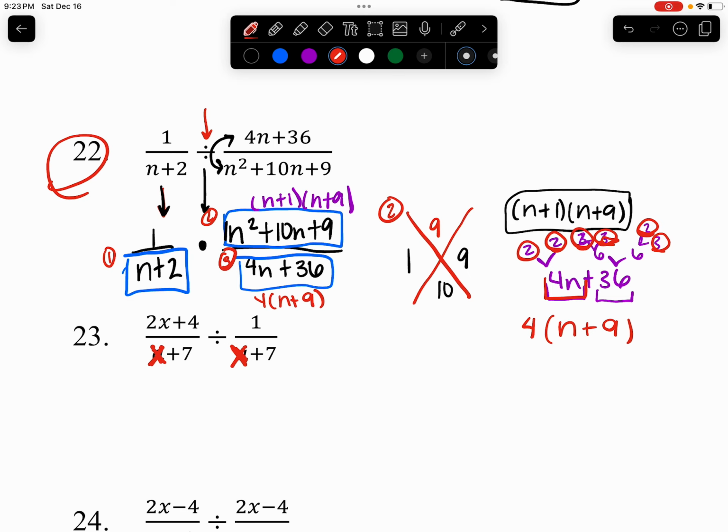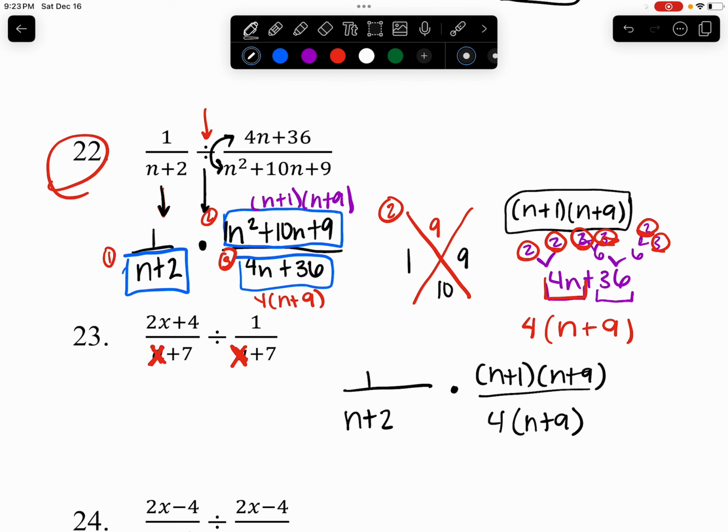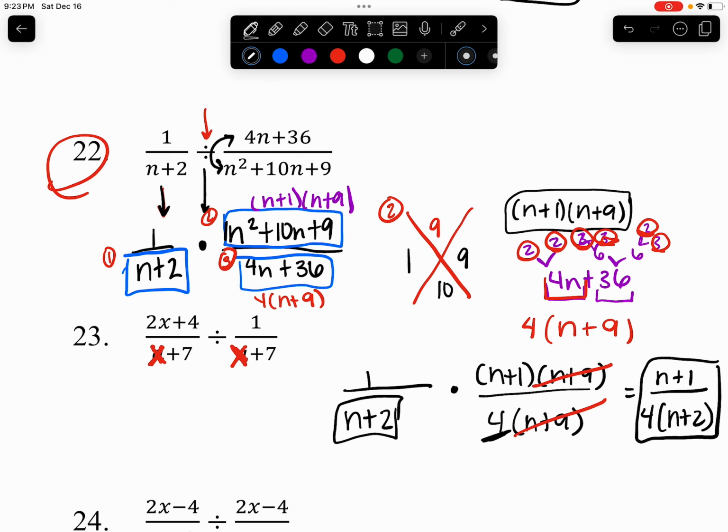So let's go ahead and rewrite this. 1 over n plus 2 times n plus 1, n plus 9 over 4 times n plus 9. What cancels out here? This cancels out, this cancels out. And we are left with n plus 1 over, so you would start with 4, and these are together, so you put parentheses around them. That would be your solution there.